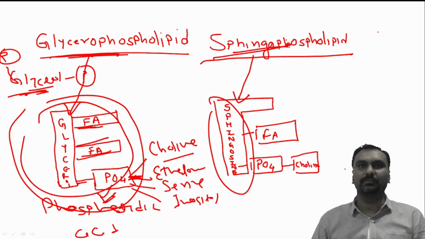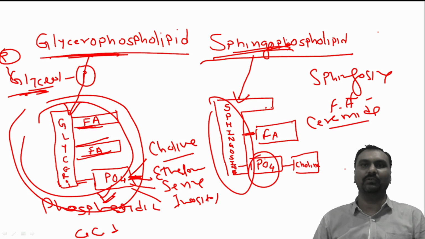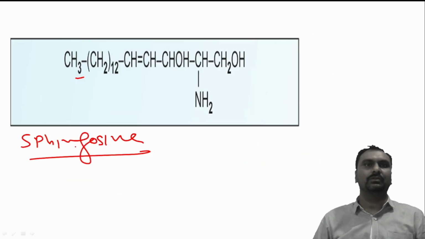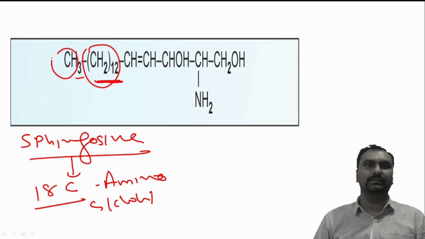In case of sphingophospholipid, there is a sphingosine group to which a fatty acid is attached. Sphingosine plus fatty acid is called a ceramide, and to the ceramide, if phosphorus and choline are attached, it is called sphingomyelin. So we will see the structure. Sphingosine is an 18 carbon amino alcohol. You can see this is carbon 12 here, then 13, 14, 15, 16, 17, 18.